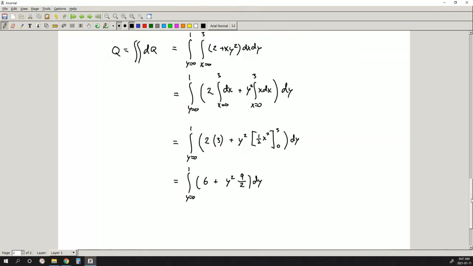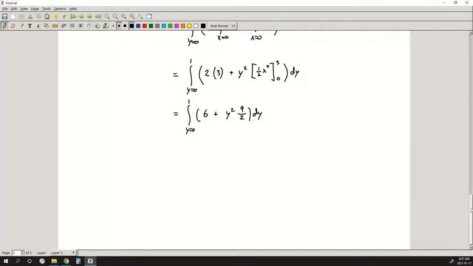Now we're pretty much set up to do the y integral, right? The way we do that is we can break it up again into two separate integrals. The 6 is going to come out front, so we'll end up with a 6 times the integral of dy from 0 to 1. And then a similar situation for the second term: plus, we can factor out the factor of 9 over 2. We're integrating from y equals 0 to y equals 1, with y squared dy.